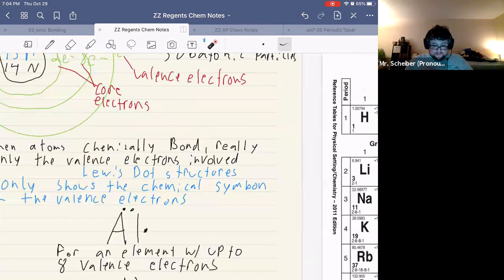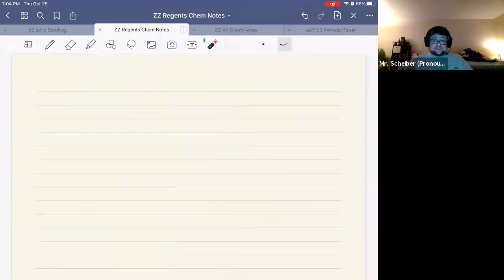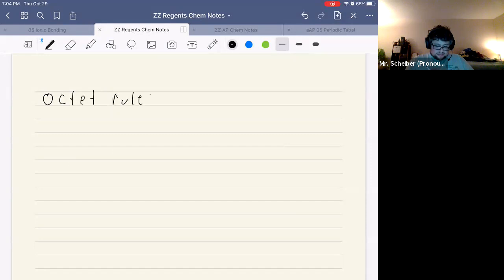And that's because there's a very special rule in chemistry for stability. We call this rule the octet rule. Now, I'm calling it the octet rule because it is a rule. However, it's more of a trend than an actual rule.